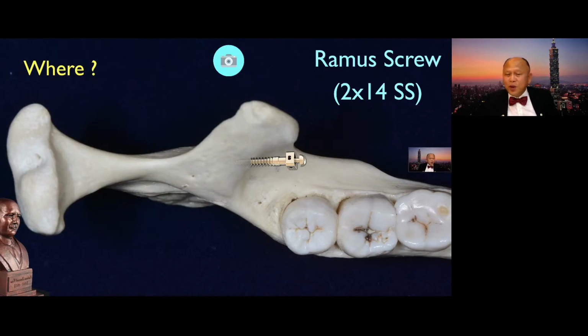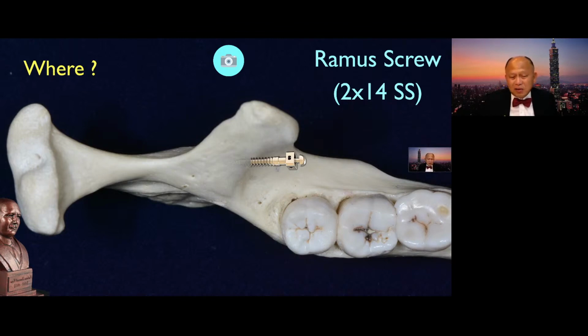And where is that Raymond screw located? It's right there. A lot of bone to work with. Some people are scared to put a screw in the Raymond. Oh, don't be. It's as easy as you can get. There is plenty of bone there, and there's no nerve.